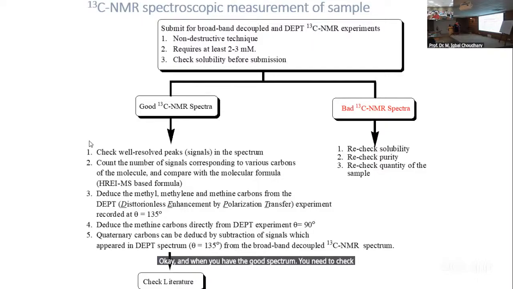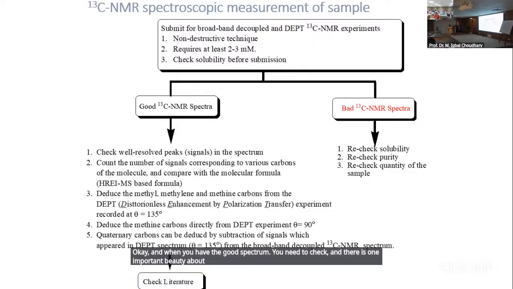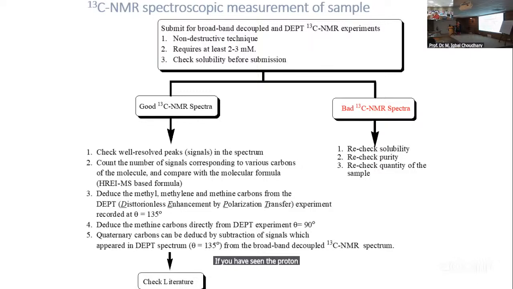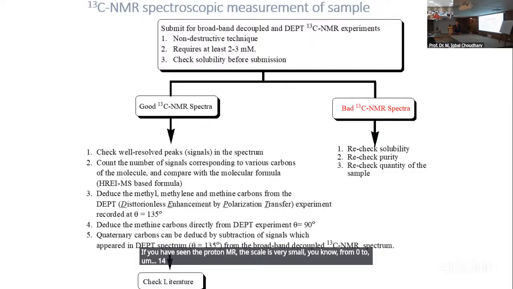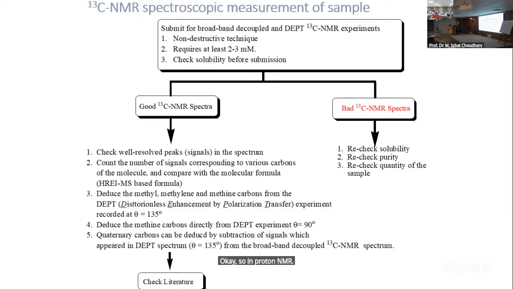And there is one important beauty of C13 NMR compared to proton. If you have seen proton NMR, the scale is very small, from 0 to 14, or sometimes 12, or even less than that. That is the overall scale. While in C13 NMR, you have a scale from 0 to 220. In proton NMR, though all the information is there, it is often overlapped. Even for a medium-sized molecule, the peaks are overlapped.